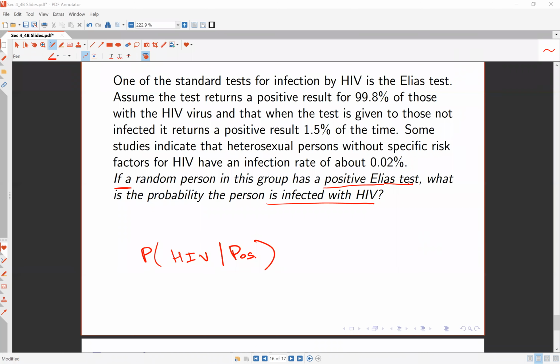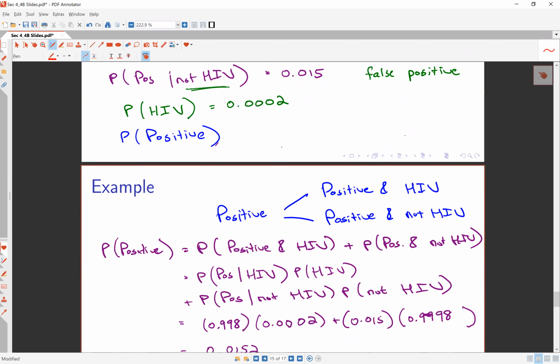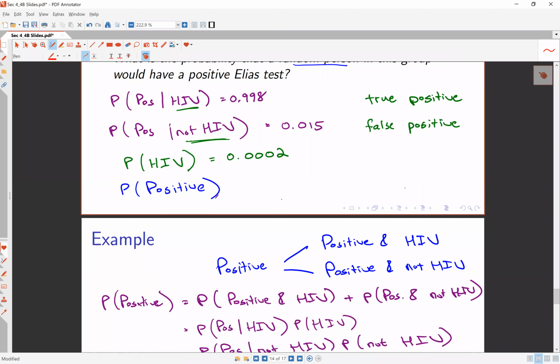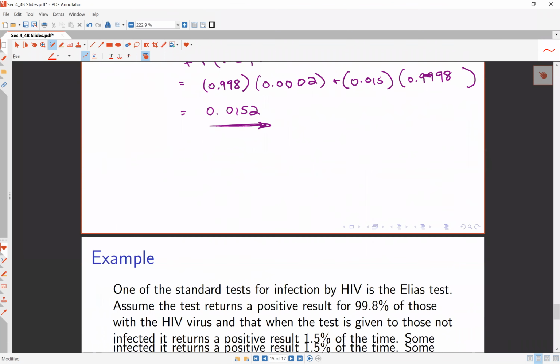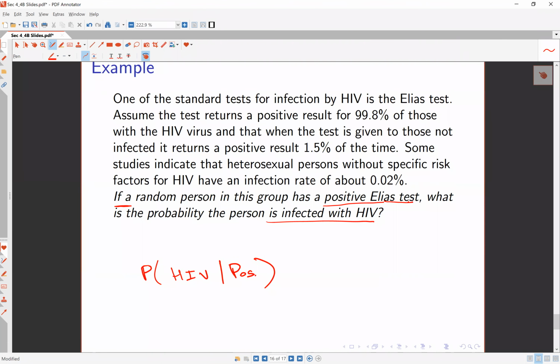It's worth noting here that the conditioning is flipped around from what we had previously. If I scroll up a little, we were conditioning on someone being HIV positive or not being HIV positive. Now we're trying to condition on the test result coming back positive. So not actually disease status or looking at presence of the disease.